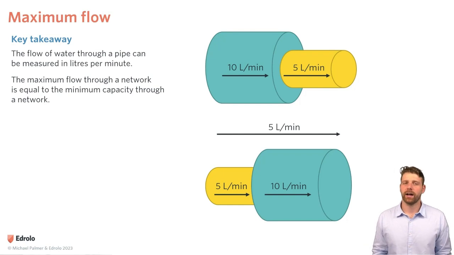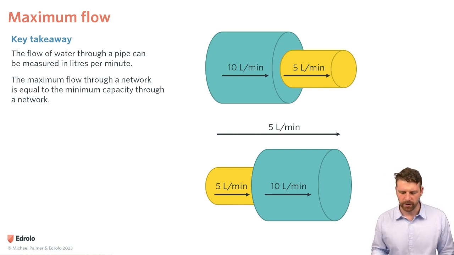Okay, on this slide, I've got 2 pictures to help us think about maximum flow, this concept of water flowing through pipes. The flow of water through a pipe can be measured in litres per minute. How many litres are travelling through that pipe every minute. The maximum flow through a network is equal to the minimum capacity through a network. So let's unpack that. What does that mean?